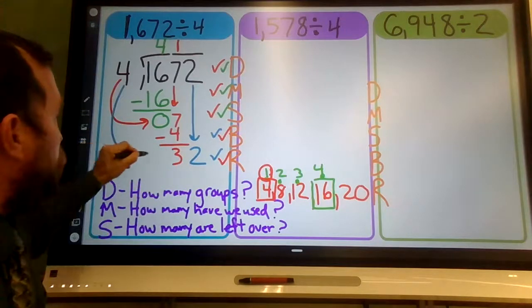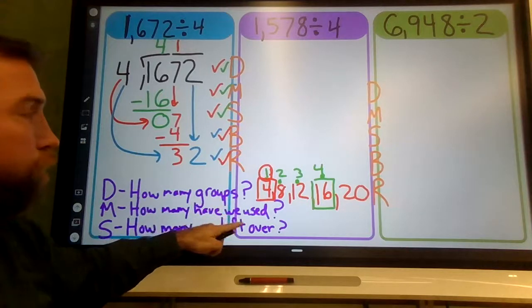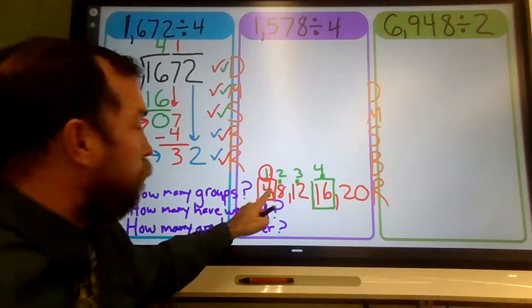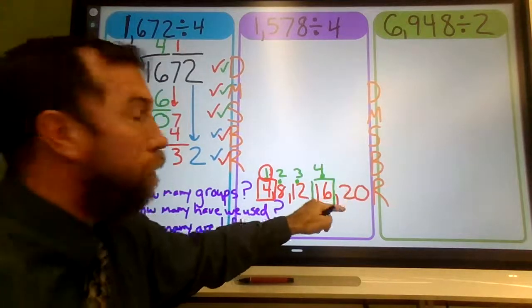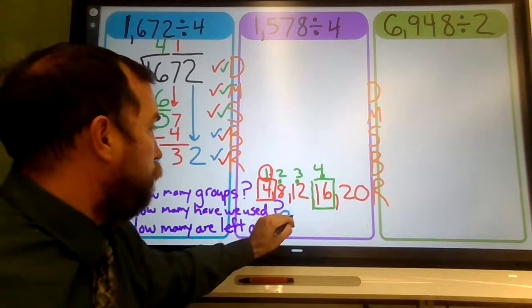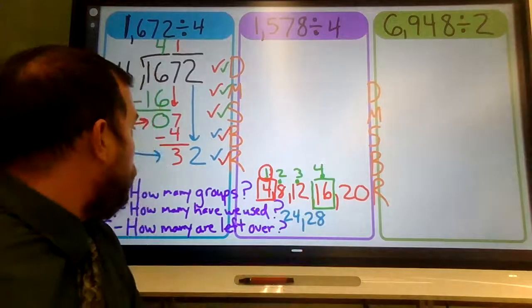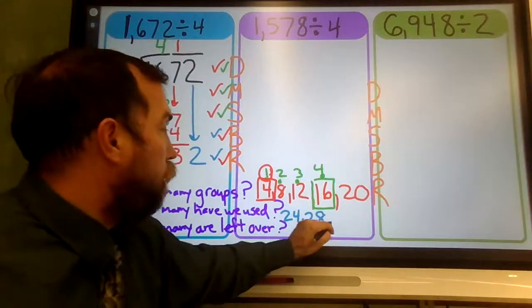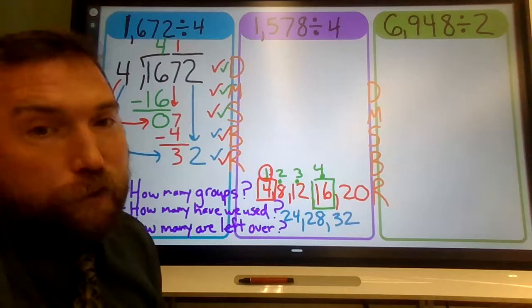How many times or how many groups of 4 can I make with 32? I go to check my little chart. 4, 8, 12, 16, 20. I didn't go high enough. Next would be 24, 28. I'm getting pretty close. Do I have enough for another one? 32. I'm not going to get any closer to 32 than 32.